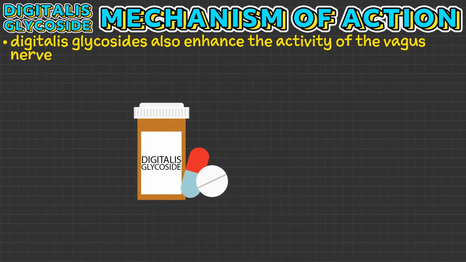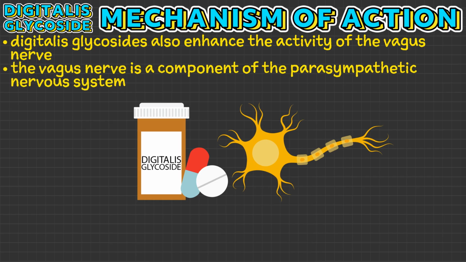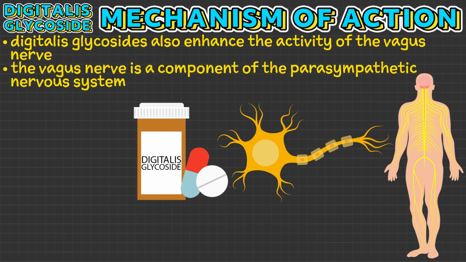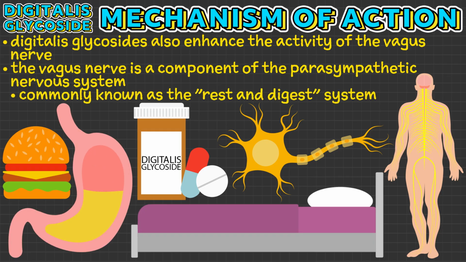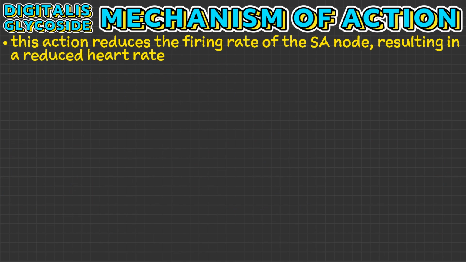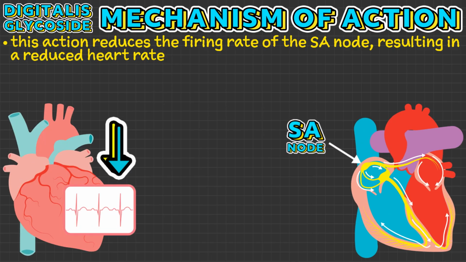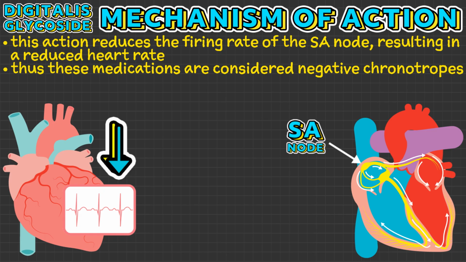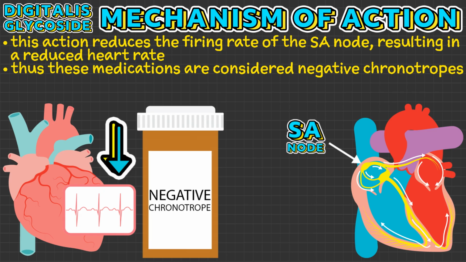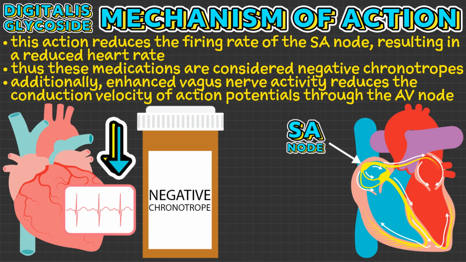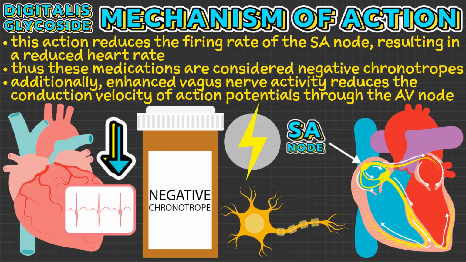Digitalis glycosides also enhance the activity of the vagus nerve, which is a component of the parasympathetic nervous system, commonly known as the rest and digest system. This action reduces the firing rate of the SA node, resulting in a reduced heart rate, and thus these medications are considered negative chronotropes. Additionally, enhanced vagus nerve activity reduces the conduction velocity of action potentials through the AV node.